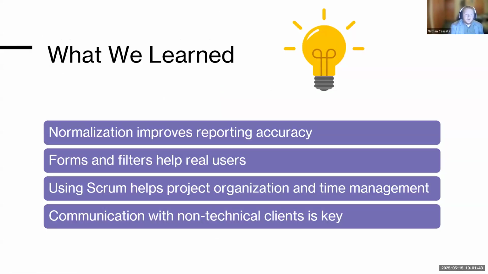What we learned: normalization improves reporting accuracy, keeping things clean and nice throughout, whether it's Excel or Access. It's good to keep your data organized and clean. Forms and filters help real users. For example, the forms we showed before will help our product owners navigate to specifically what they want to see, such as any failed background checks, or anything relevant to them at the time.